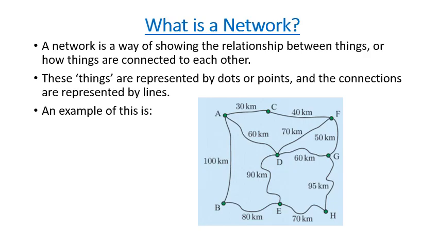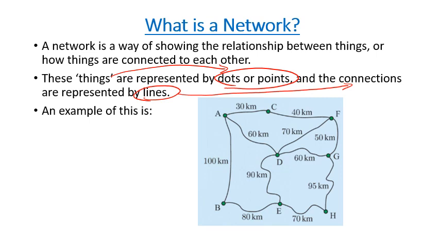So the first thing we're going to talk about, well, what is a network? A network is basically a way of showing the relationship between things or how things are connected to each other. And you've probably seen this on maps, as in our example here, but there might also be a diagram like a family tree that might show how things are connected as well. So these things that we're talking about are represented by dots or points, so that's really important that you remember that, and that the connections of these things are represented by lines. So the things are the dots or points, and the connections of how they are connected is represented by lines.